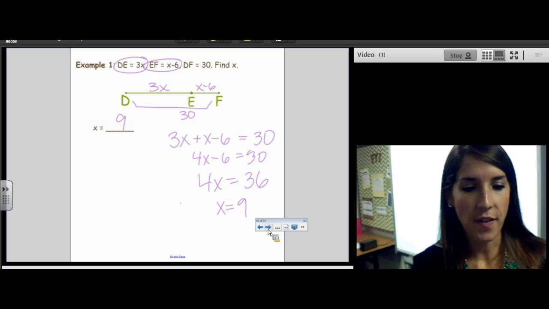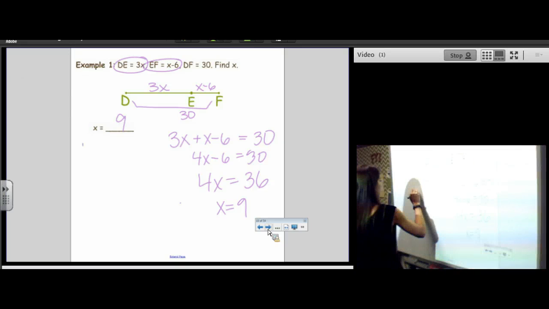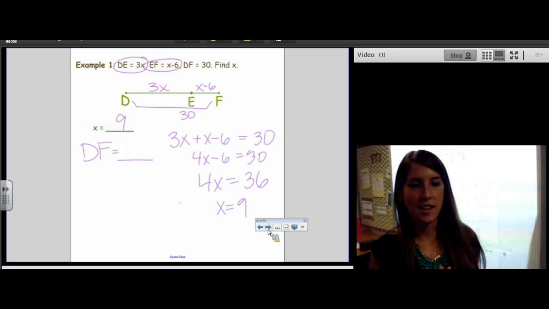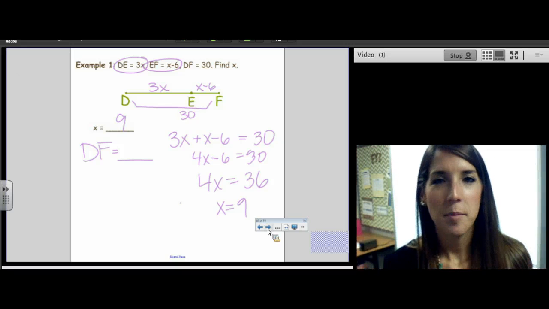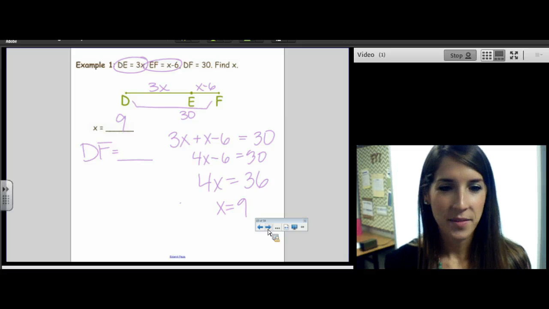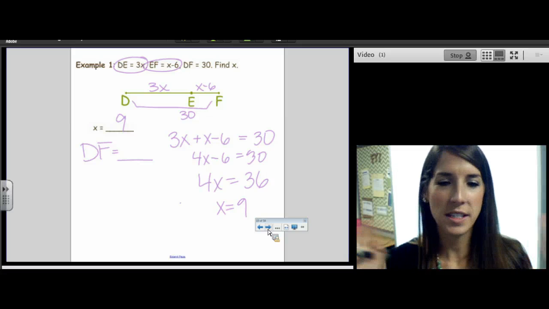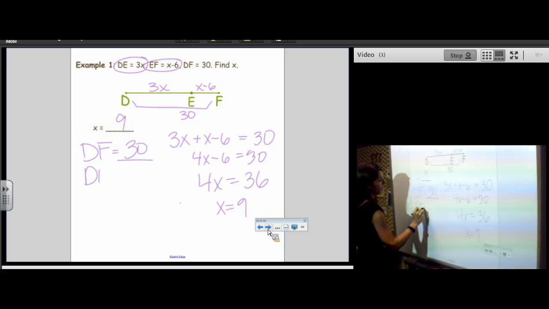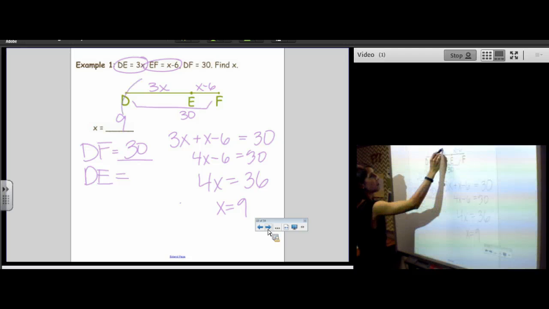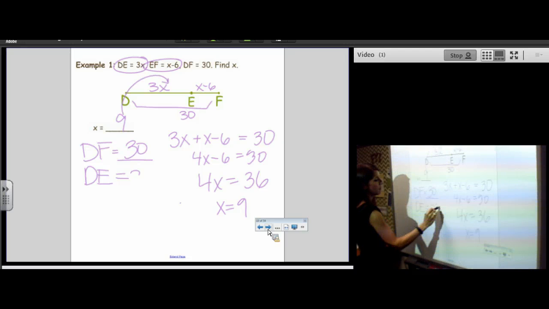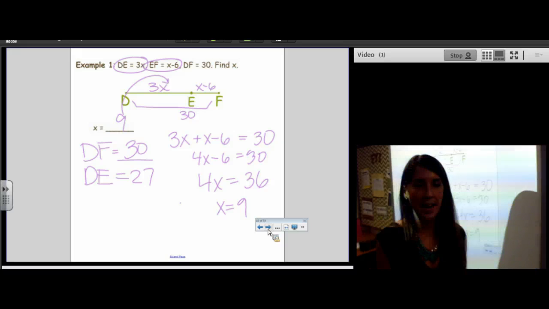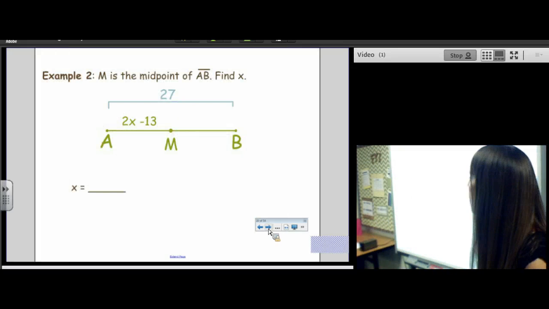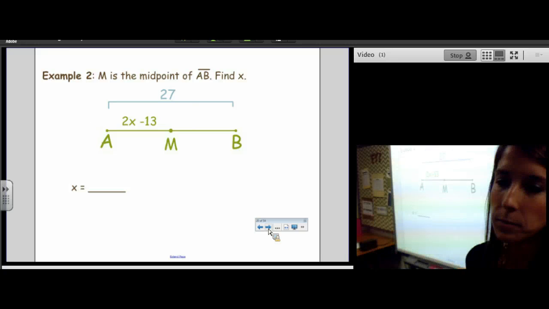If I asked you to find DF, could you find DF? Sure you can. You just do like the Glade commercial. Plug it in, right? You take the 9 and you plug it in. Oh, well, DF is already 30. Sorry about that. I meant DE. DE. Take the 9 and plug it in. 3 times 9, 27. So once you find X, you can find any segment that you are asked to find. Okay, go ahead and see if you can solve this one.